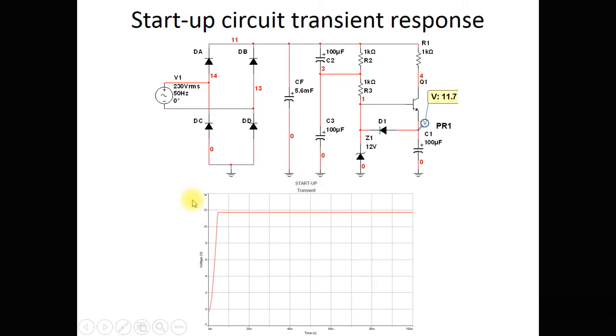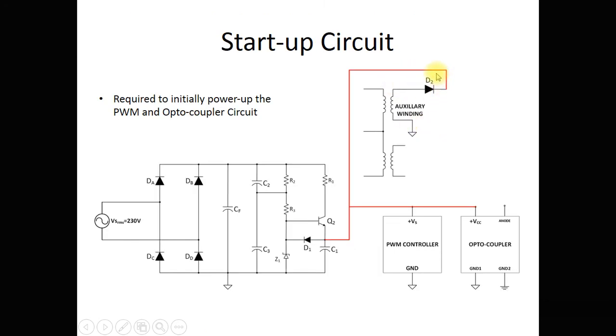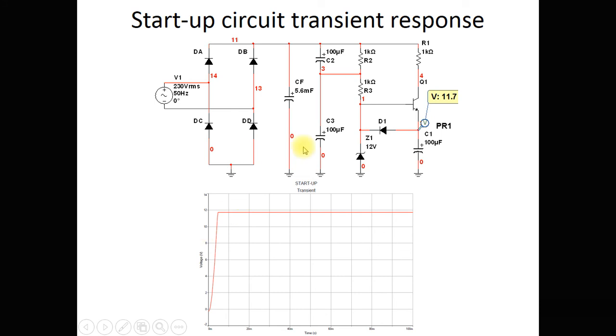So this is the simulation. A very high voltage DC, maybe up to 400 volts, and you can see here that it rises very fast, and because of this Zener diode I am able to get 12 volts over here. And once your auxiliary winding starts giving you voltage, this diode makes sure that it cuts off this part from this part, that is, this capacitor is isolated, and then the normal working can start.